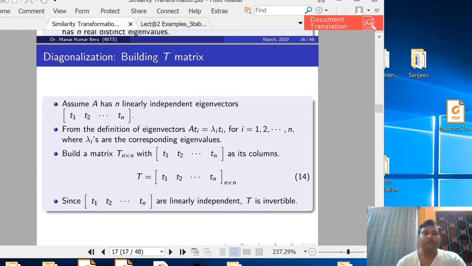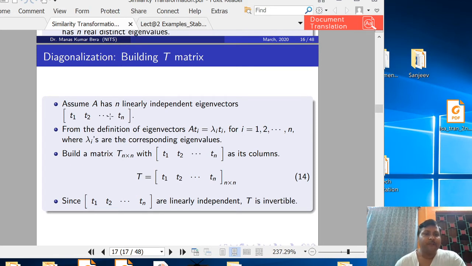Okay, so now we will start that. Suppose an A matrix is given to you and it is asked that you build the T matrix such that the transformed A bar will be diagonal. Assume A has n linearly independent eigenvectors, that is T1, T2, Tn. These are all column vectors, so don't be confused. T1 is a column vector, T2 is a column vector, Tn are column vectors.